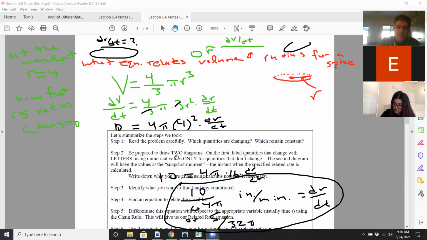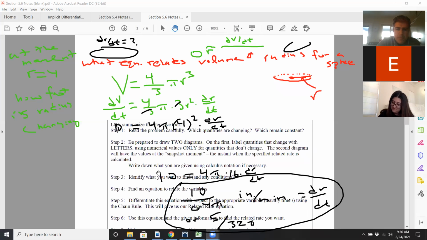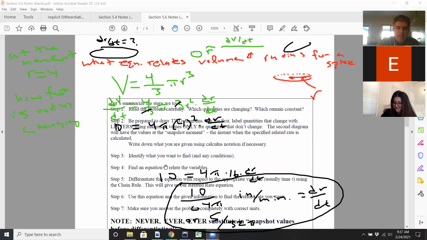Like read it carefully. So what's changing? What stays the same? Like we had a radius, we had a volume changing. We had a diagram of a balloon or a sphere. Okay, fine. We had it labeled. Usually 2 diagrams are good. One general and one that's very specific for the moment that you want to see how things are changing. Like when r was 4, I probably should have made another diagram for that. Identify what you have to find. Do I have to find dV over dt, dr over dt, whatever.